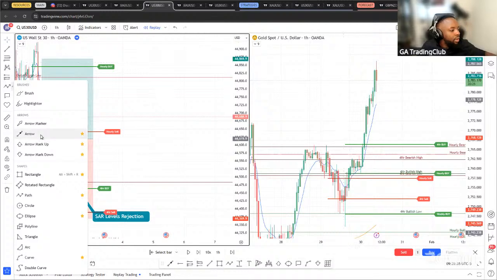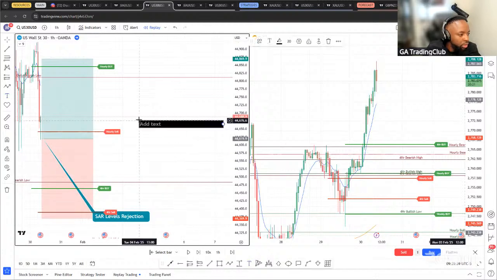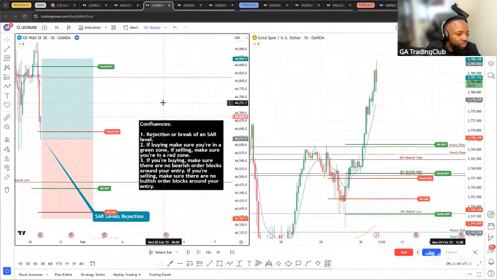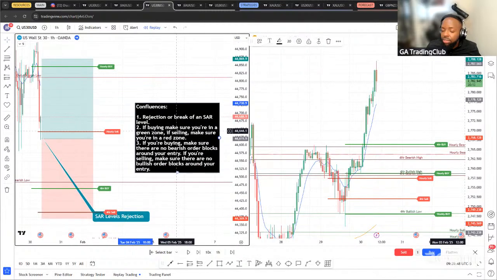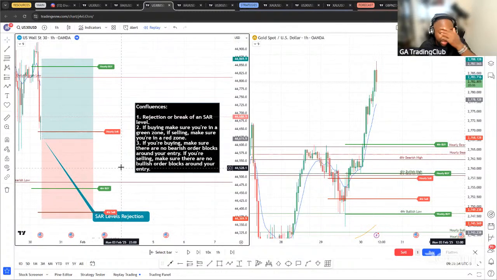Where is this? So the confluences for the trade. You have confluences right there. So this is a trend, this is a rejection entry, right? There was a rejection off of an SAR level. If I play the other candles, you'll see where those SAR levels were.